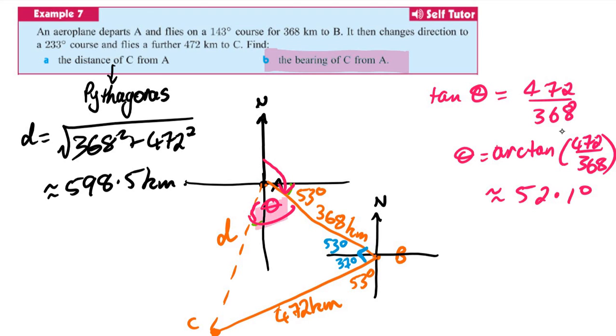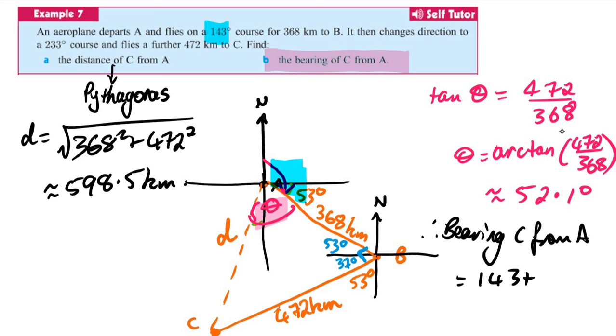So, if this bit is 52.1 and this bit is 143, that means the bearing of C from A is equal to 143 plus 52.1, which is 195 degrees to 3 significant figures.